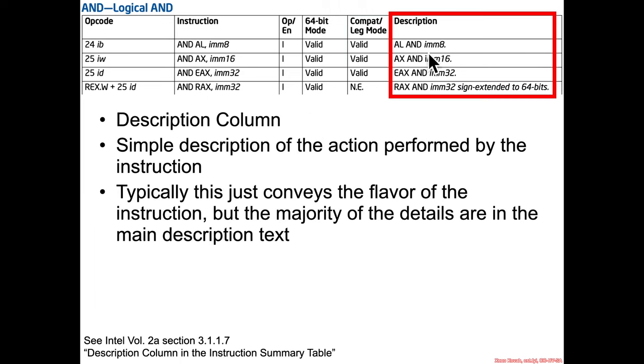Then the description column is usually a longer form of the assembly instruction. It's not going to be formatted the way the assembly instruction will look. It's just telling you what the operation is that's performed. It'll be longer than inferring based on this, but it'll be much shorter than the long-form human-readable paragraphs of description that are given below these tables.